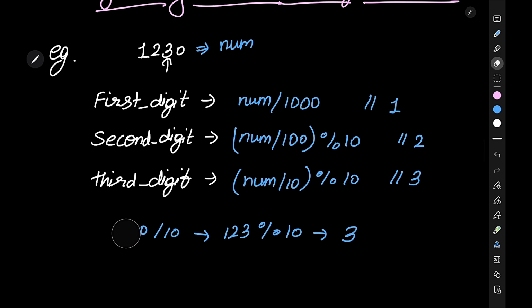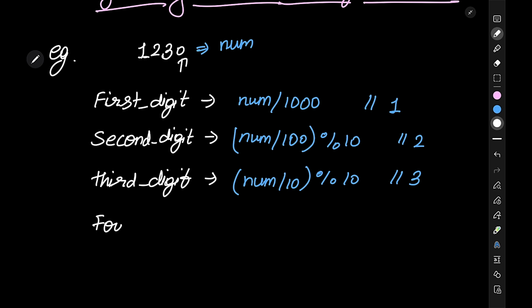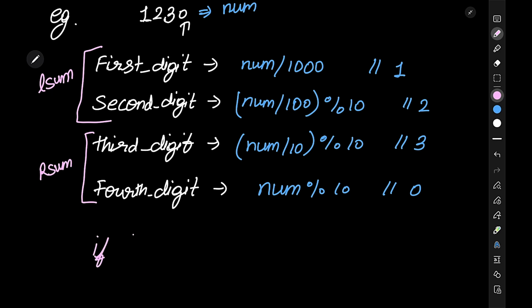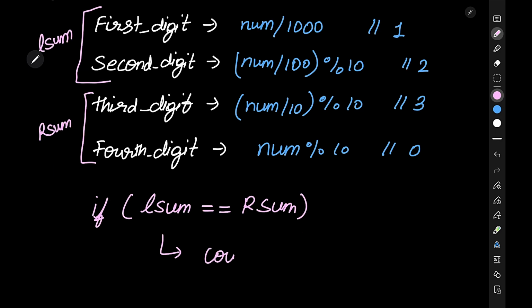Now, next, how will we get this fourth digit? Taking the fourth digit is very simple. We just need to take the modulus by 10, num modulo 10. We will get the fourth digit, that is 0 here. And what is our second condition that is given in the question? We have to check the first half, let's call it left sum, and the second half, let's call it right sum. If left sum equals right sum, we have to increase the count by 1.